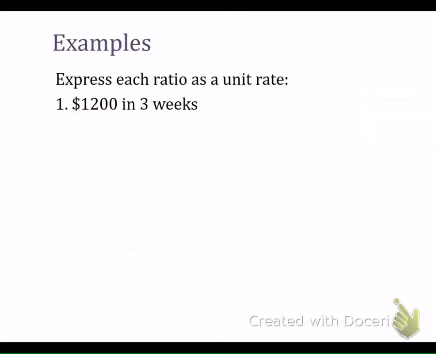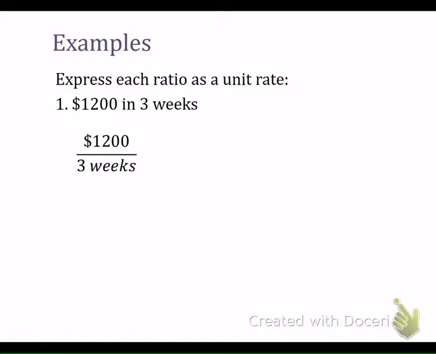So we want to express each of these as a unit rate. So remember, a unit rate has the second number of 1. So if you had a fraction with a 3 on the bottom, and you wanted to turn that 3 into a 1, what would you divide everything by? 3. Same idea here. We are just going to divide this number by this number, rewrite it as a ratio where the second number is 1.